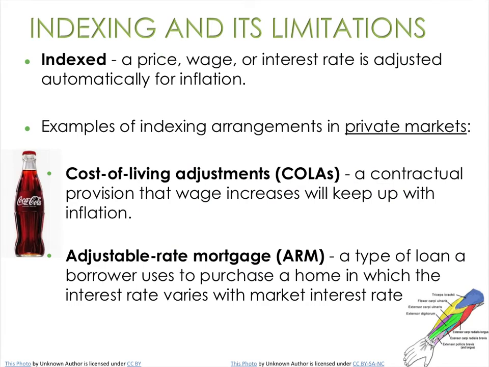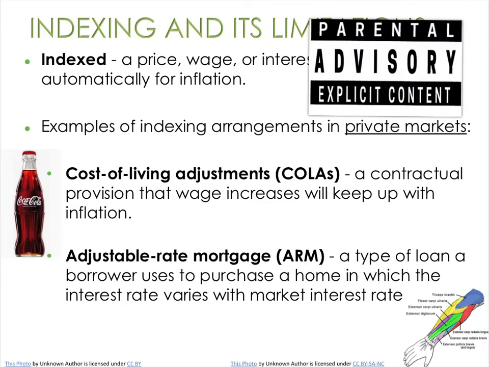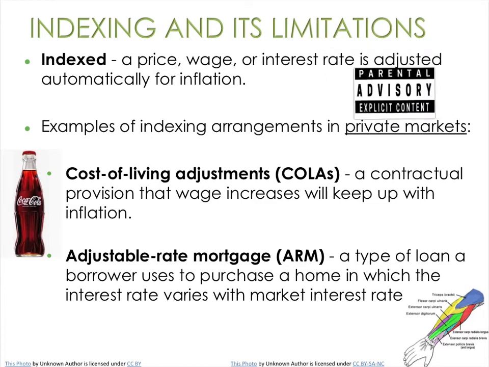So we've talked a little bit about indexation. Let's define it explicitly. When a price, a wage, or an interest rate is adjusted automatically for inflation, we say it's indexed. Some things you might have heard of that are related are COLAs, cost of living adjustments, and ARMs, adjustable rate mortgages. So cost of living adjustments are basically a contractual provision that allows your wages to exactly keep up with inflation, so they're adjusted automatically without anyone having to argue about them.